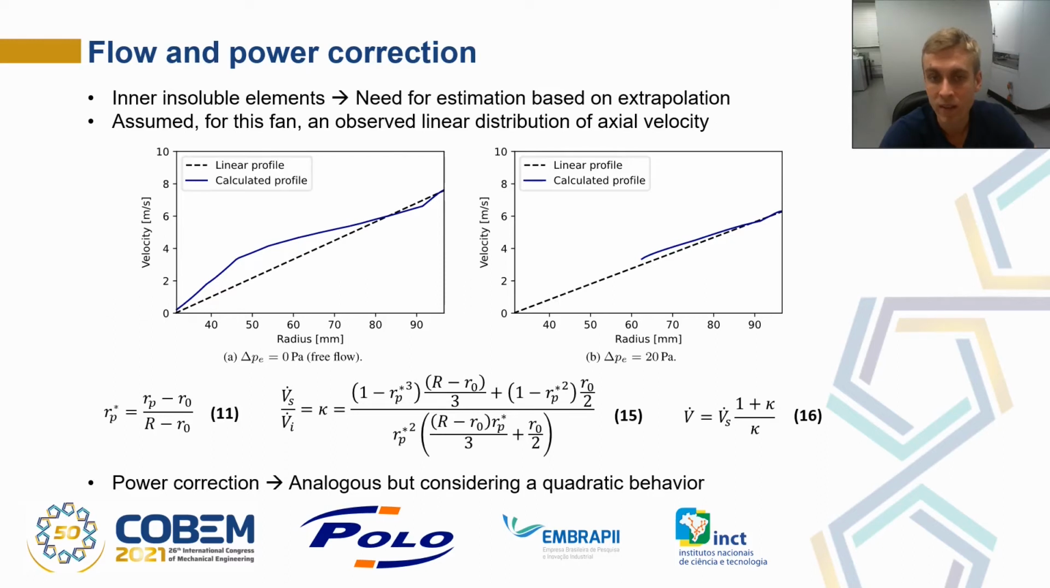To that end, a linear distribution of axial velocity is assumed, as shown in the figure. With this assumption, it is possible to estimate the overall airflow based on the airflow of the solved elements and the radius where the insolvence is first observed. The process used for the power correction is analogous, but considers a quadratic variation.